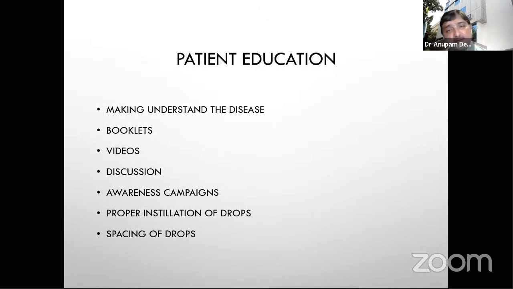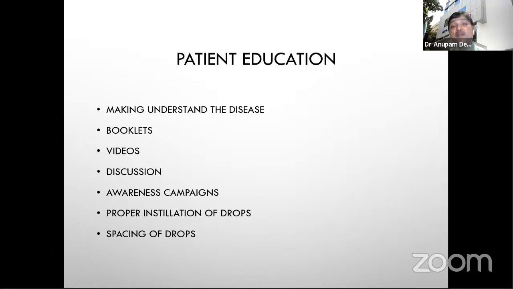So patient education would also be an important point. Make the patient understand the disease, and also his relatives, because they are the ones who have to encourage him to take regular medications. This can be done with the help of booklets or videos. Discussion, giving more chair time to the patient and his relatives, at least initially, is also very important.